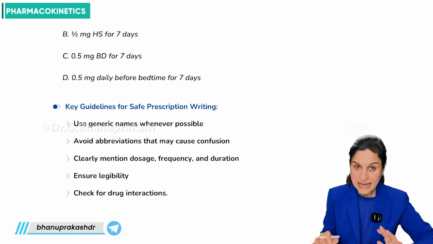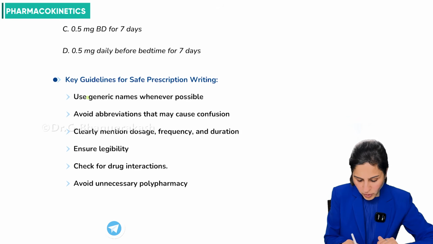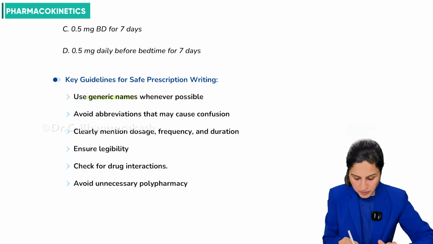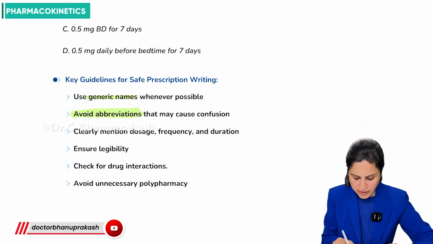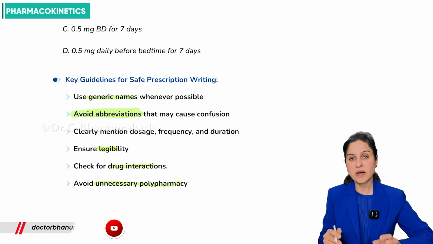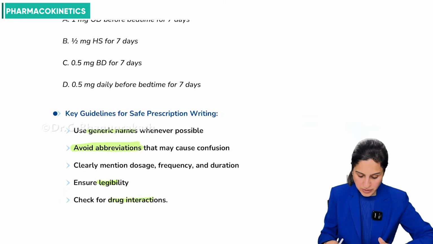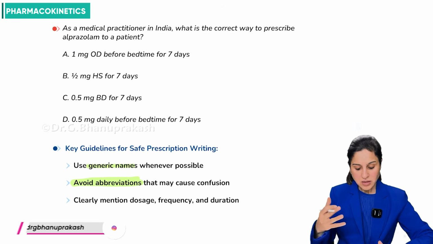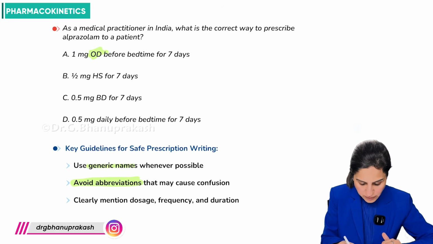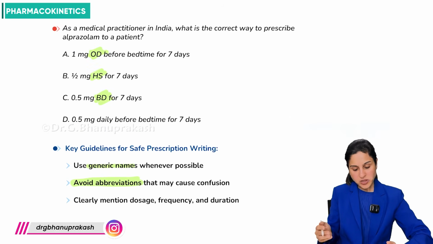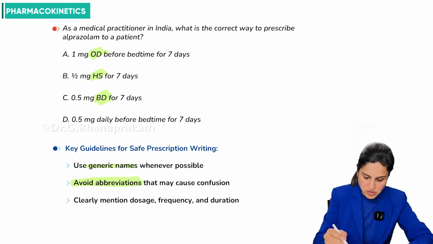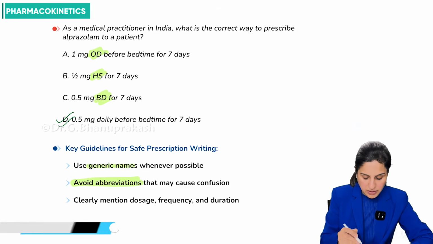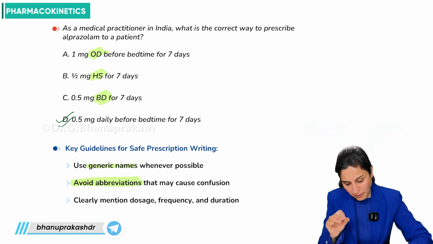First, let's see the guidelines for prescription. One important thing: we should use generic names whenever possible. Avoid abbreviations because patients don't understand abbreviations. Clearly mention the dose, frequency, duration, legibility, check for instructions, and unnecessary polypharmacy. Out of these rules, in the first three options there is a use of abbreviation: OD once daily, HS before bedtime, BD that is twice daily. Patients don't understand. So the best way to prescribe is to give clear instructions in a simple elaborate form.